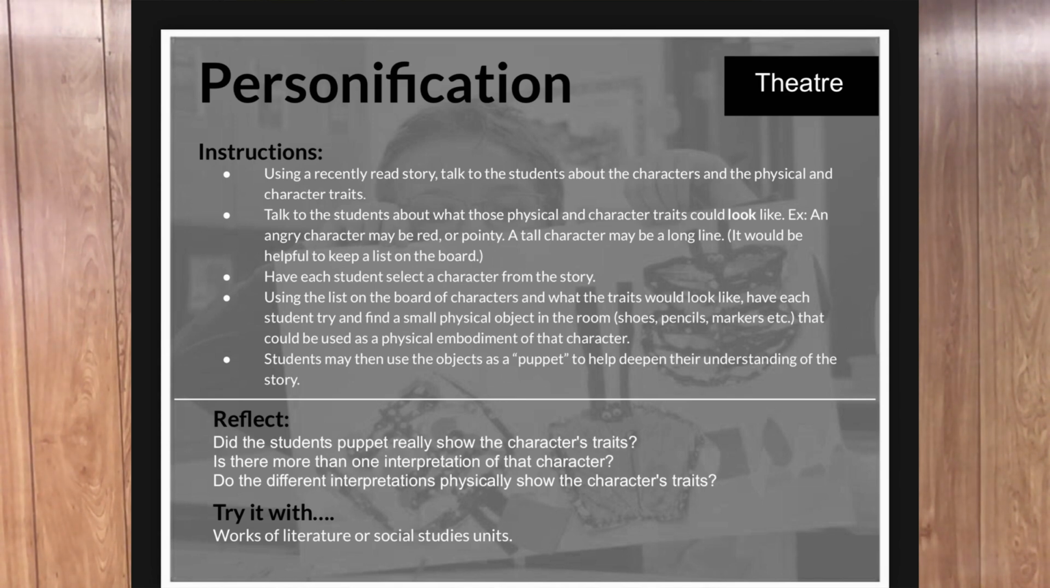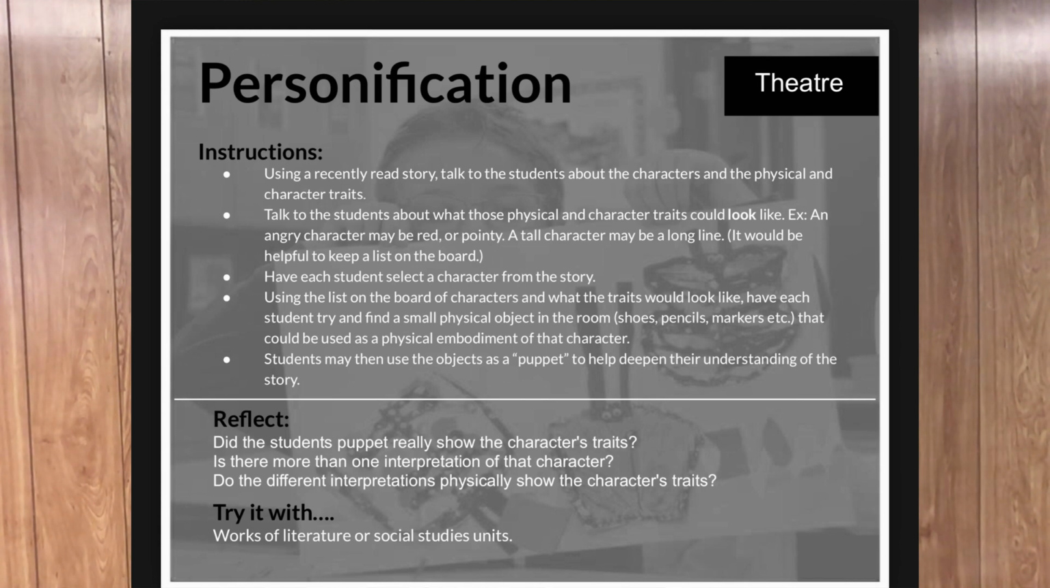Example, an angry character might be represented by something that's red and pointy. A tall character in the story could be represented by a long line. You'll want to keep a list on the board of characters and what students think their personality and physical character traits could look like.